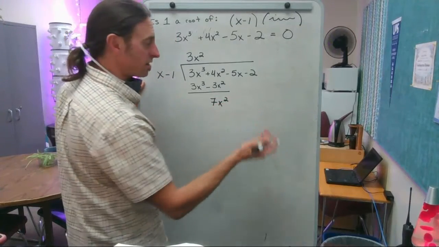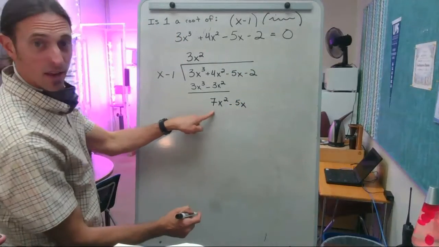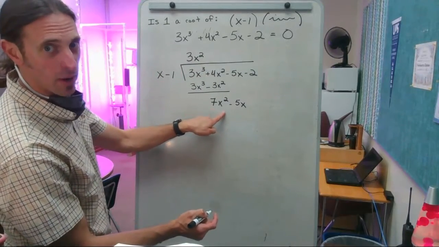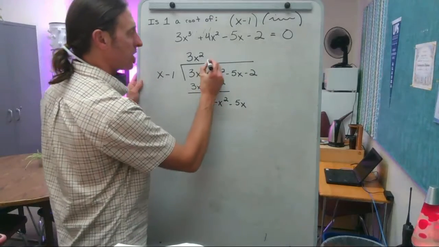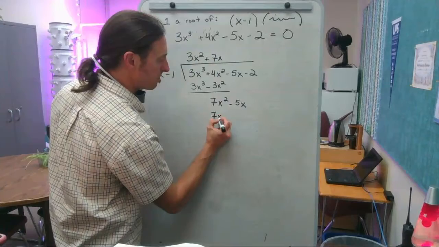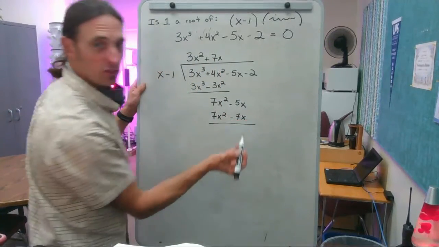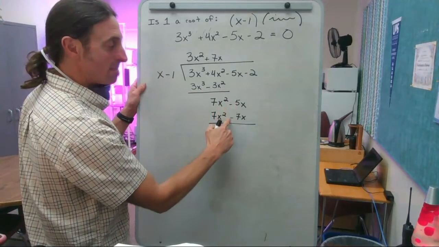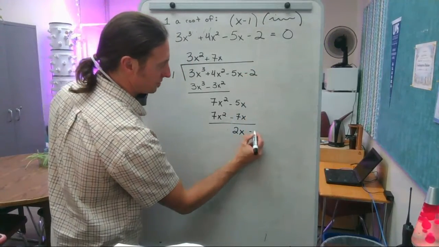Just like you do with anything else in long division, bring your values down, minus 5x. Next step, what number times x minus 1 will give you 7x squared? I already have the x, I need another factor of x, and I need a 7. Positive 7x. 7x times x is 7x squared. 7x times negative 1 is negative 7x. Subtract: 0, and negative 5 minus negative 7 is a positive 2x. Bring down the negative 2.